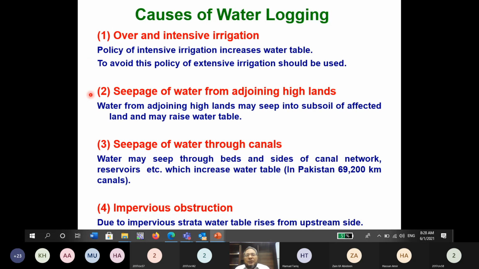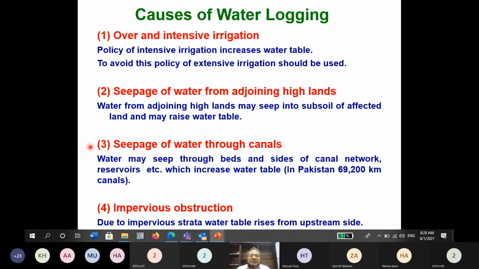So number 2, seepage of water from adjoining highlands. So there are highlands, and there is maybe a flat land. Whenever there is rainfall, the surface runoff will generate from the highlands and come to the flatlands. When the water stays for a long time on flatlands, of course it has to infiltrate, and once it infiltrates, it will raise the water table, and then it may cause waterlogging.